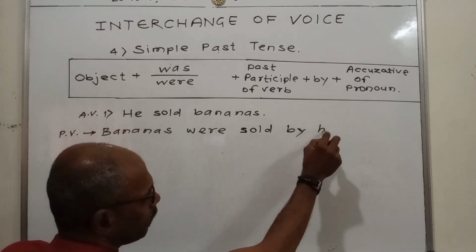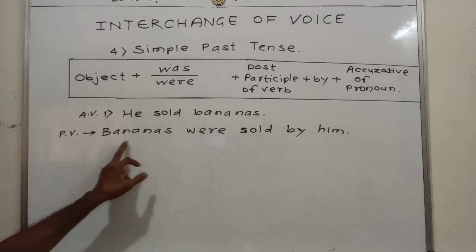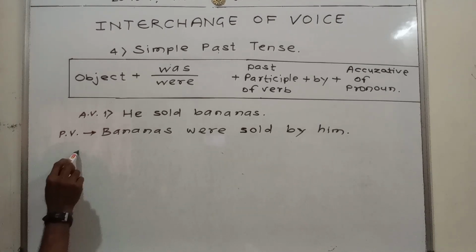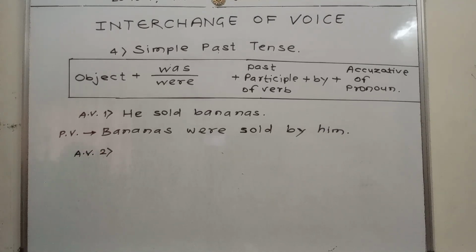What is here? Him. Did you get it? Then bananas were sold by him. Then active voice. Example number 2.